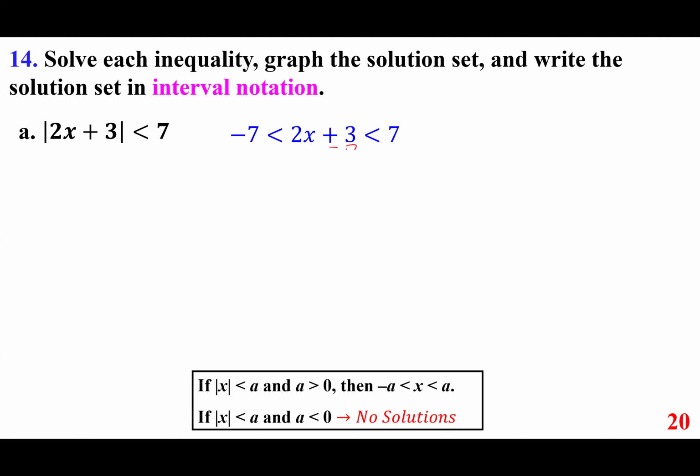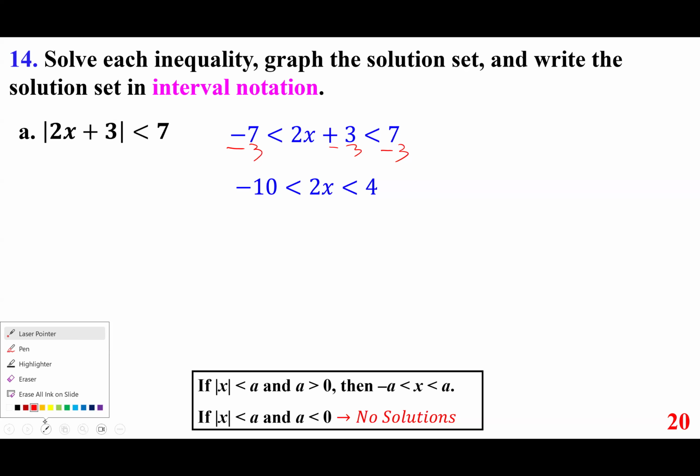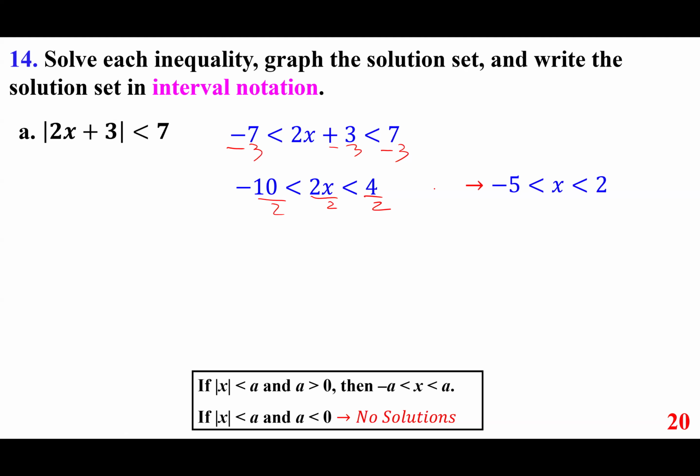You want to move the 3, that means you are going to subtract 3 from all 3 sides. This is negative 10, this is 2x, this is positive 4. Divide everything by 2, x is between negative 5 and 2. This is an inequality solution. In interval notation, parentheses, negative 5 to 2. If you have the equality, we go with brackets.